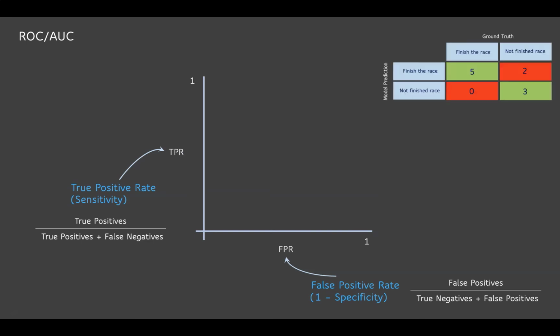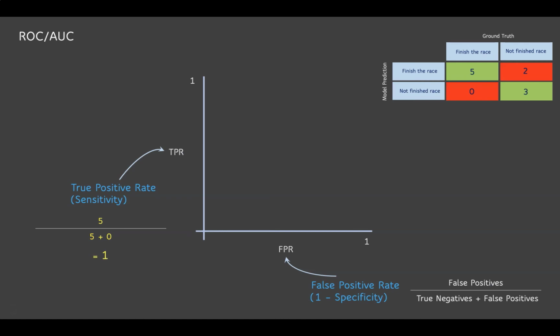Here is the first confusion matrix that we calculated just a few minutes ago. First of all, let's calculate sensitivity for this confusion matrix. We have true positives as 5 and false negatives as 0. 5 divided by 5 plus 0, and as a result, our true positive rate is equal to 1. Now, let's take a look at the false positive rate. For this, we have false positives equal to 2 and true negatives equal to 3.